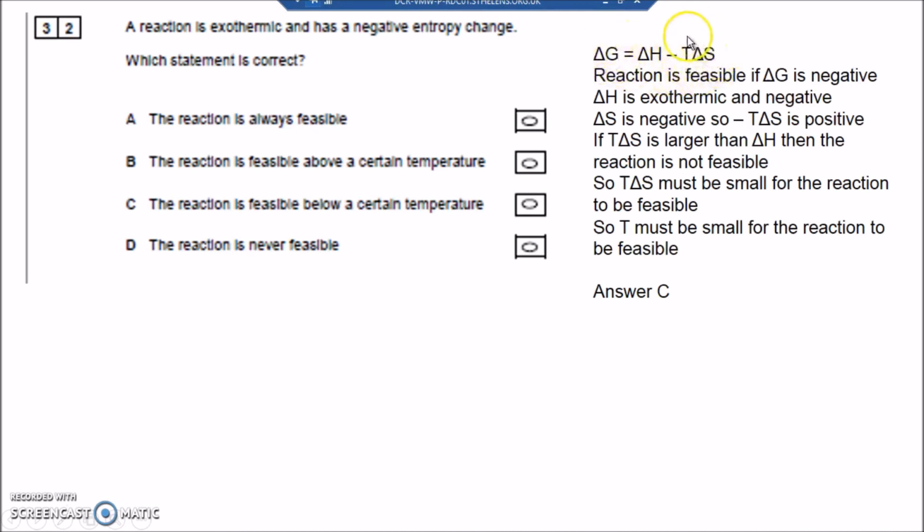So if this is a positive value, and this positive value is bigger than delta H, which is a negative value, it will be positive overall. So you're looking for this to be very small. So this positive value needs to be small so that the negative value of delta H means that delta G is negative. So you're looking for a small temperature. The reaction is feasible below a certain temperature. The answer is C.